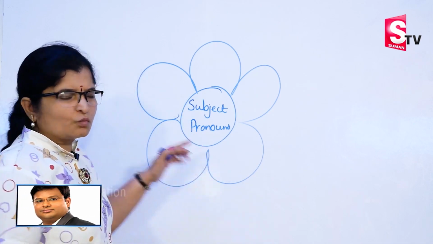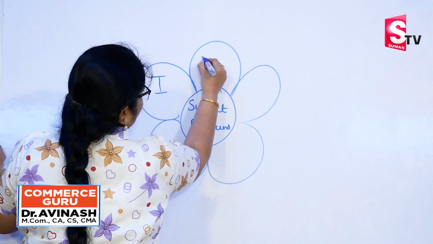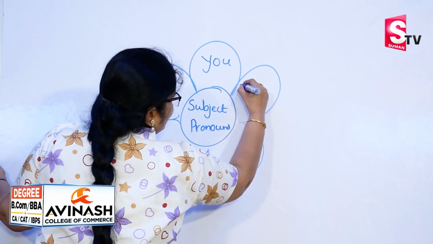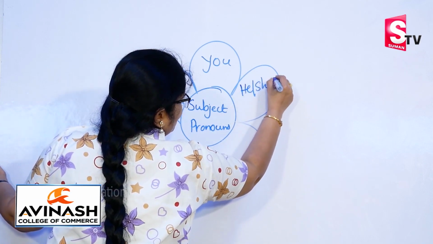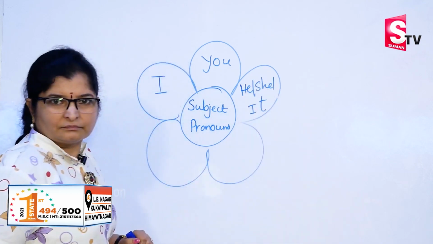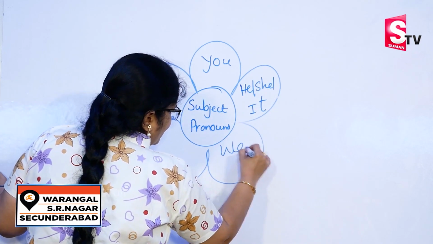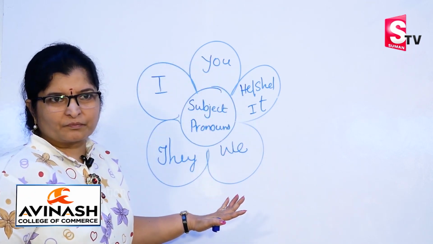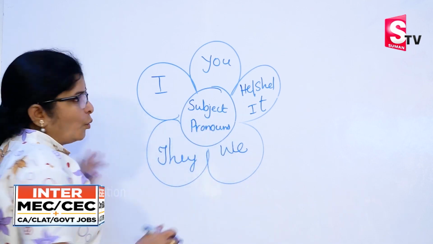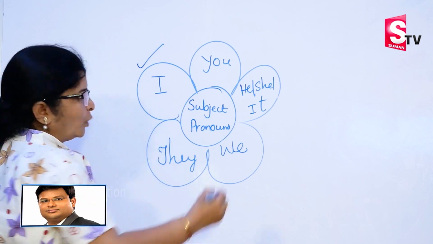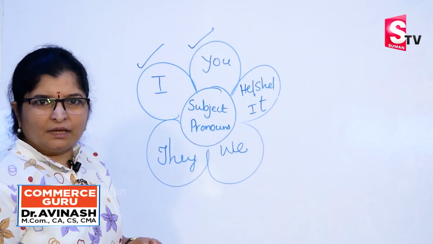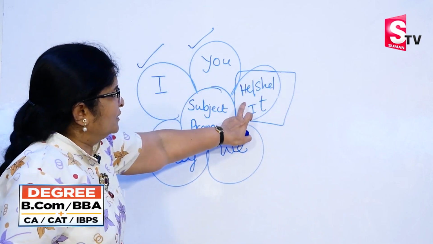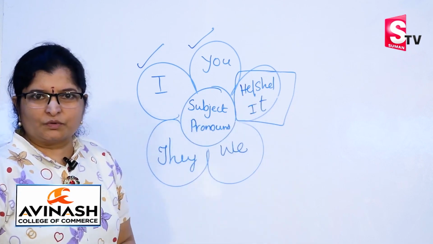Before this, we might have vaguely learnt about I and you. We were very comfortable with these two. Now the other ones are he, she, it, and we go with we and they. This is the whole concept of the subject pronouns. Prior to this, we learnt about I and you. Now in this episode, let us work on he, she, it.